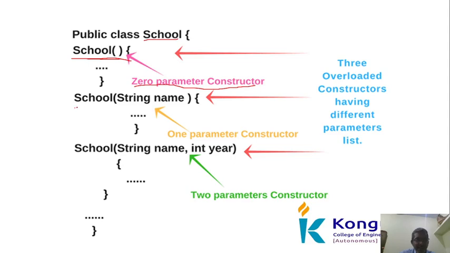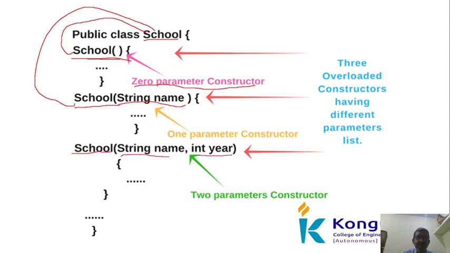So it is known as a zero parameter constructor. Next, the constructor name should be School. Constructor one is School and constructor two is also School, but here I am using a different parameter, a String name. This is the one parameter constructor. For the third one, the class name and the constructor name should be the same, School, which satisfies the condition. It has two parameters, String name and int year, so it is considered a two parameter constructor.